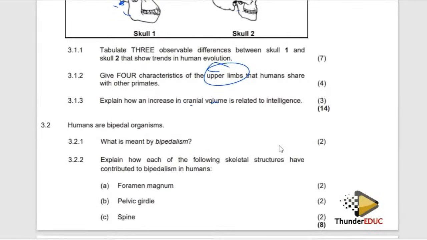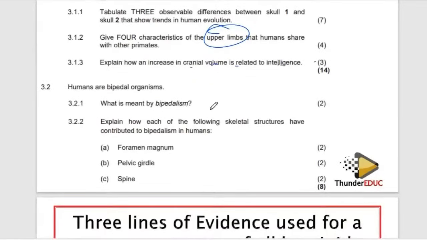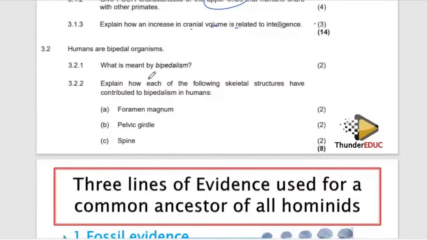Explain how increase in brain volume leads to intelligence. I talked about that. An increase in the cranium means more brain cells, which leads to higher intelligence. So what is bipedalism? Walking on two hind limbs or lower limbs. Explain how each of the following skeletal features contributes to bipedalism. The position of foramen magnum is in a forward position to allow the spine to connect vertically. The pelvic girdle is short and wider to support the upper weight. S shape to allow flexibility of the organism.